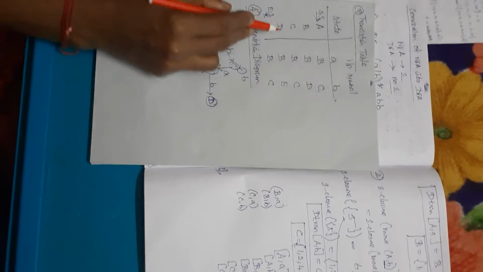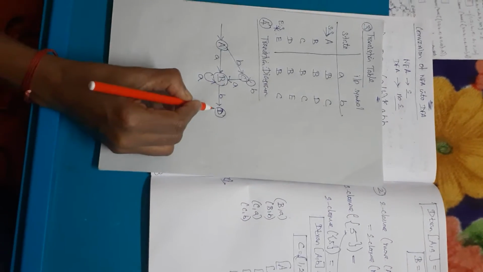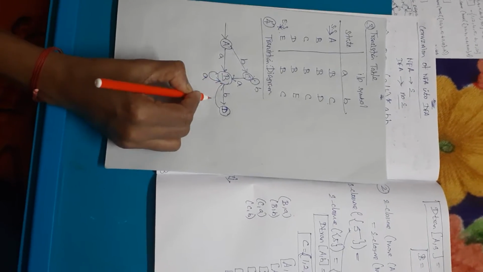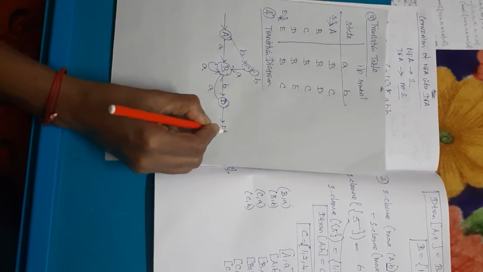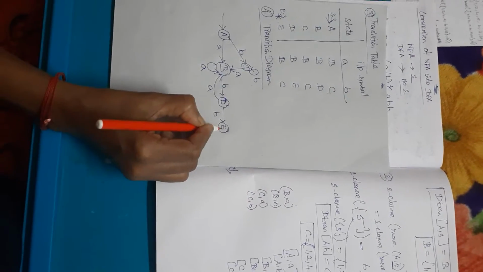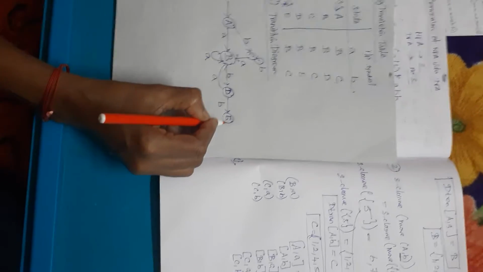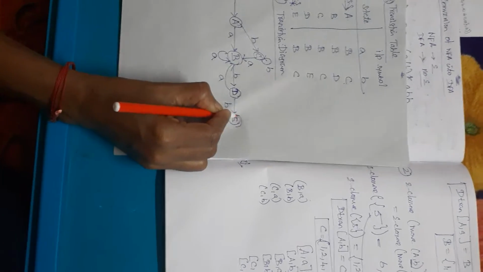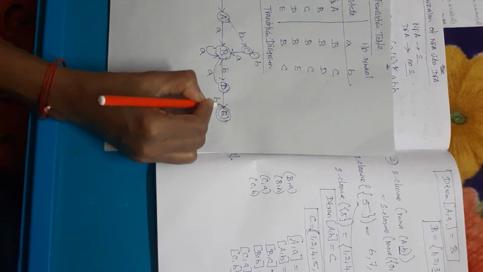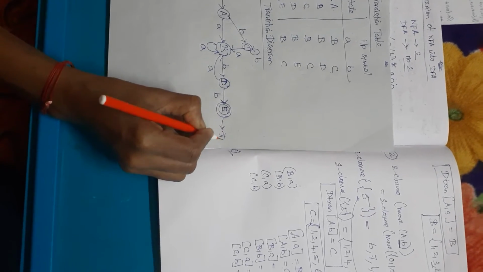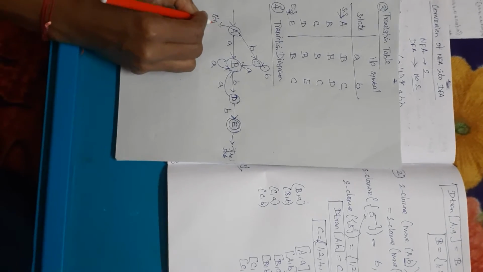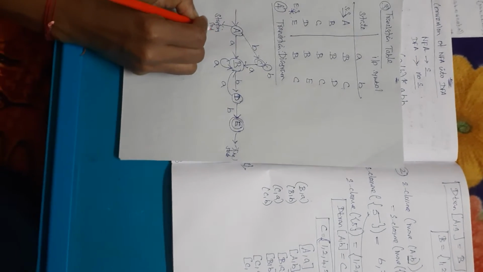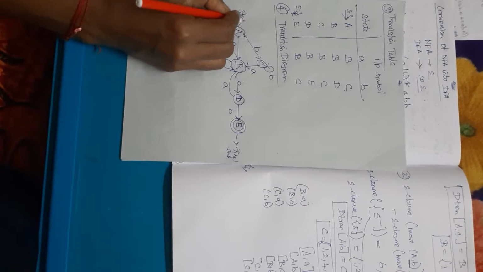Next is check D. D comma a is B, so D comma a is B. Then check D comma b is E. So what is the E? E is the ending state. So the ending state can be indicated by the double circle. So the double circle will be indicated for the final states. So A is for the starting state. So this is for the start symbol.